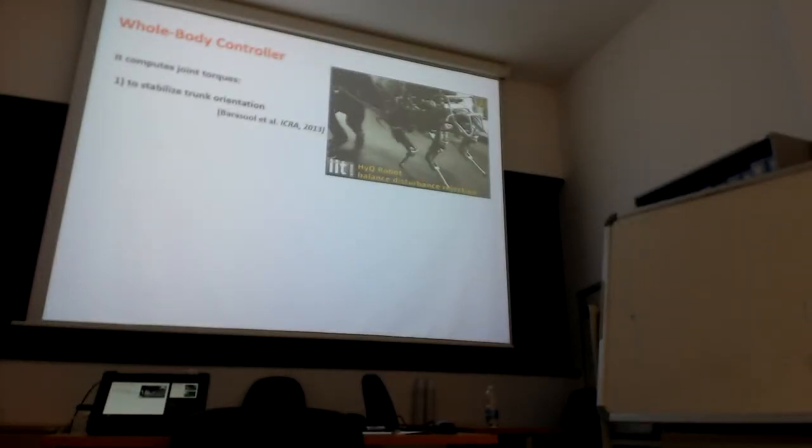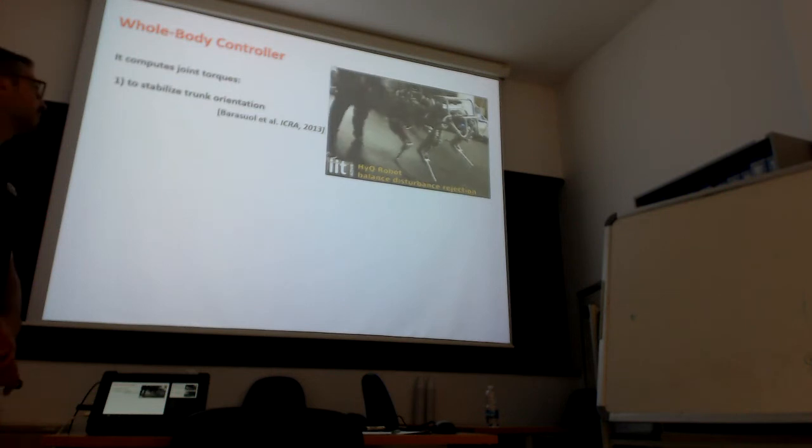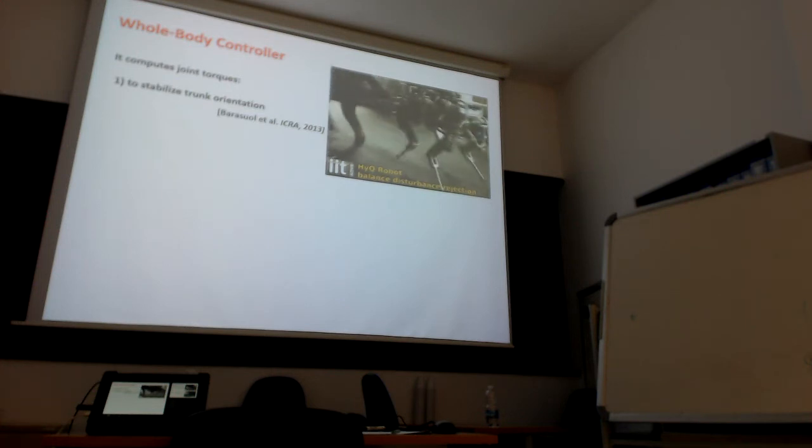So as I said, the goal of the body controller is to compute the joint torques, and it has two goals. One is to stabilize the trunk orientation. We see here we close the loop on the gyroscope of the IMU, and we are able to stay horizontal, go back horizontal whenever there is a push, even if the robot is trotting. So it's underactuated all the time on two legs, but still it can do some control on the orientation.